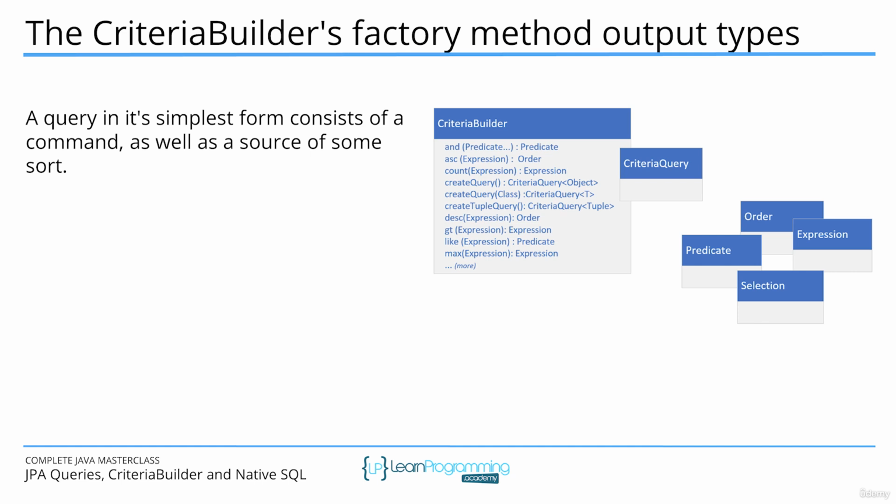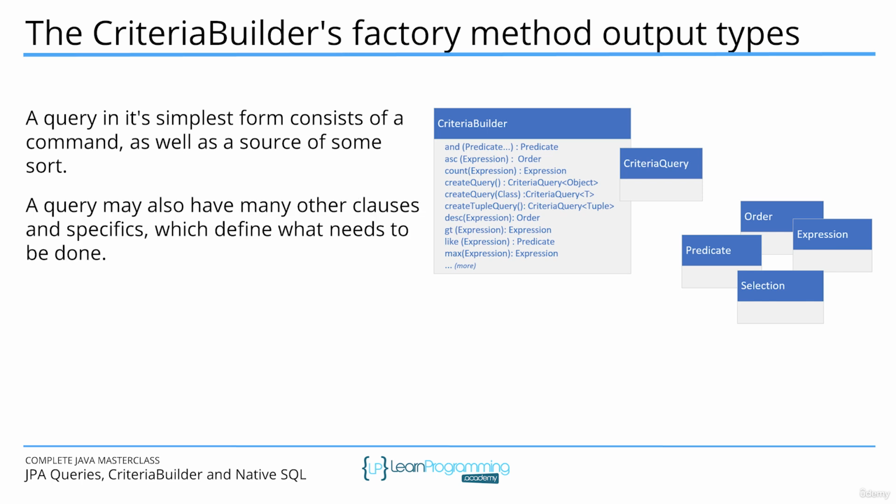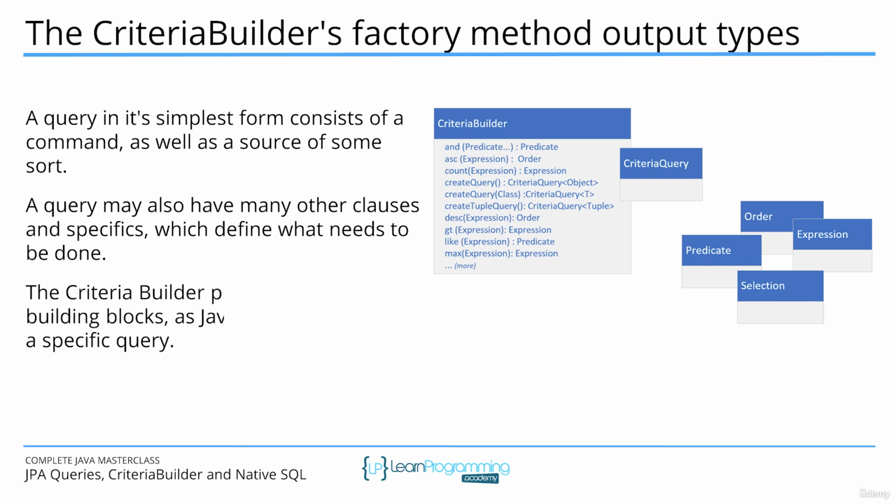A query in its simplest form consists of a command as well as a source of some sort. A command might be select, update, or delete, and a source in SQL is usually a table or view, whereas in JPQL it's an entity. A query may also have many other clauses and specifics which define what needs to be done. The Criteria Builder provides all the building blocks as Java objects to fashion a specific query.